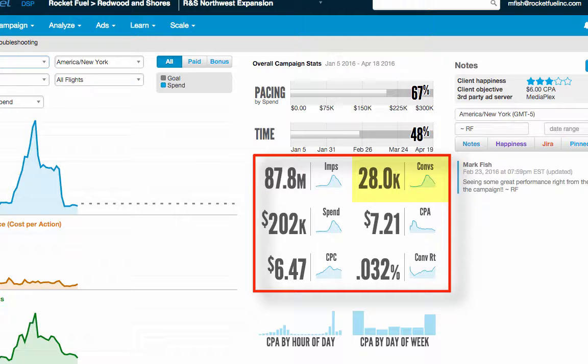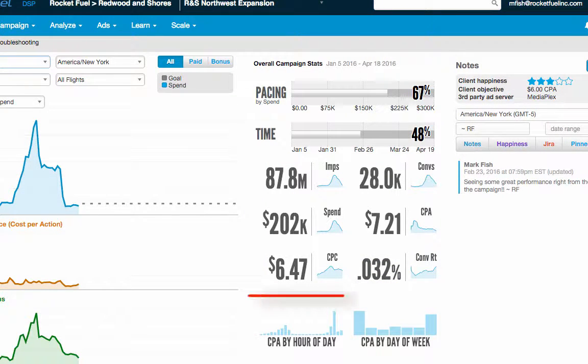Now at the top of the second column, we see the total number of actual conversions for this campaign to date. Below that, we have our CPA or cost per action, where we see the total cost per action average for this campaign to date. And finally, we have conversion rate, which is the percentage of conversions delivered per impressions delivered.